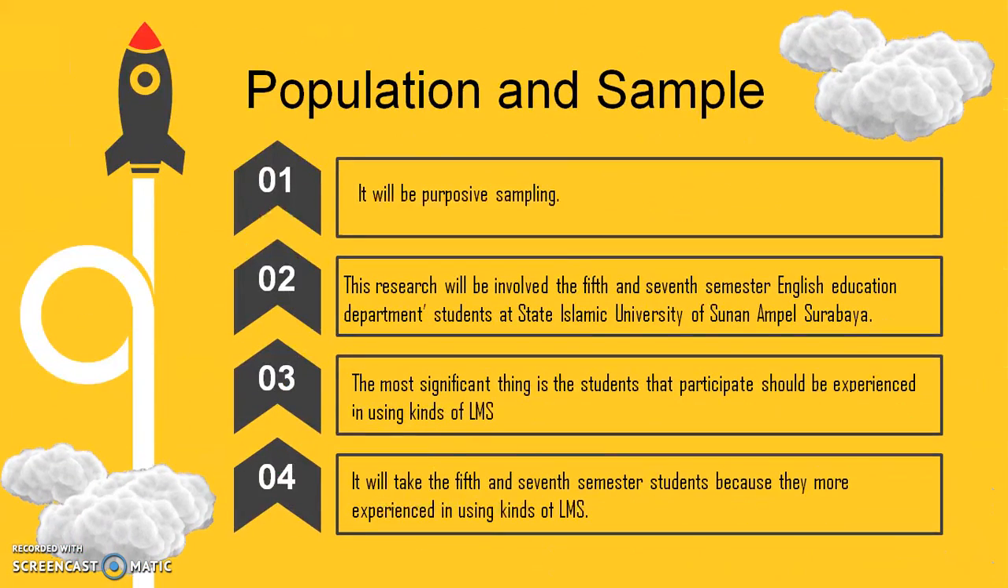And then we move to the population and sample. It will be purposive sampling. And the second, this research will involve the 5th and 7th semester English Education Department students at Islamic University of Sunan Ampel, Surabaya. The most significant thing is that the students that participate should be experienced in using kinds of LMS. It will take the 5th and 7th semester students because they are more experienced in using kinds of LMS.